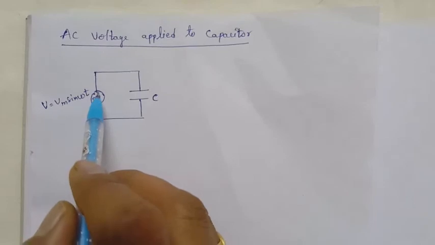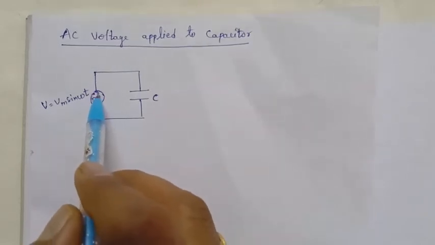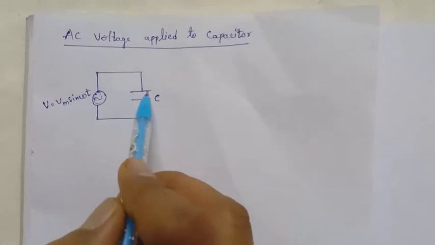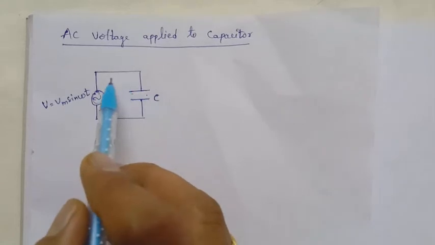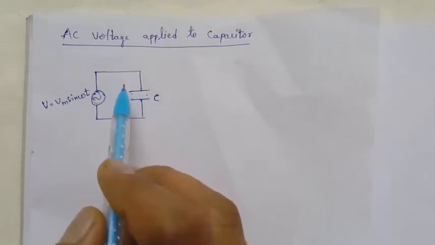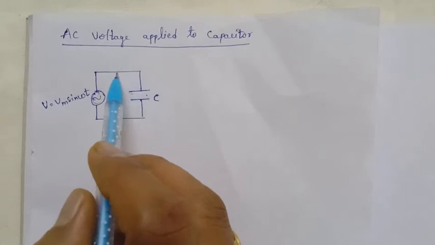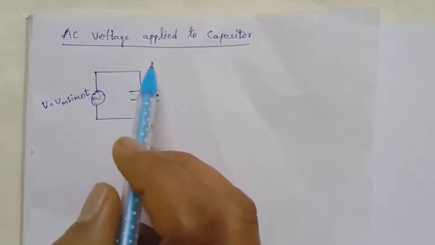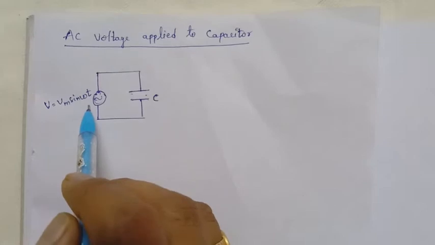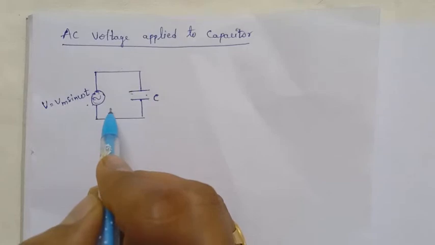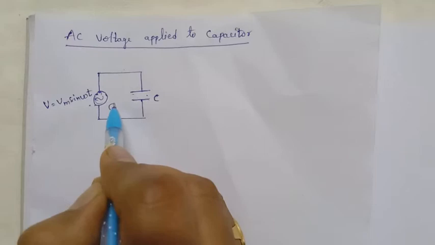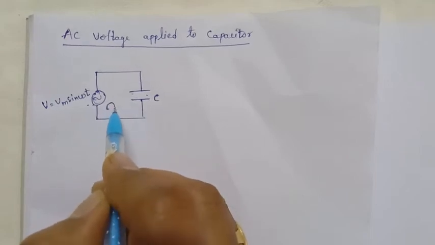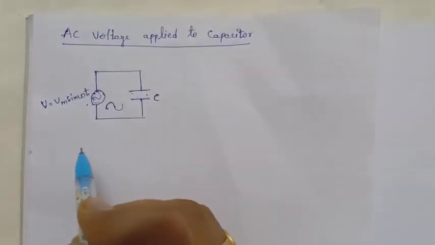Suppose you apply direct current. At that time the capacitor is doing only charging, and when it becomes fully charged, the current through this circuit automatically drops to zero. That means it will oppose the flow of current. But in the case of an alternating source, you apply alternating voltage. For every half cycle, the direction of the current changes, so it is automatically doing charging and also discharging. For one half cycle it is charging, and for the next half cycle it is discharging.